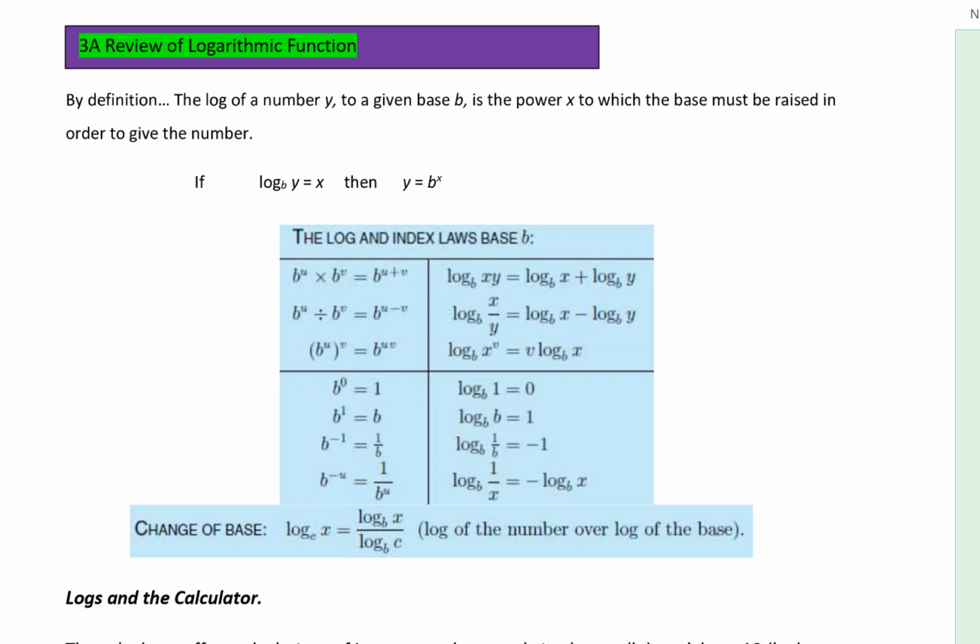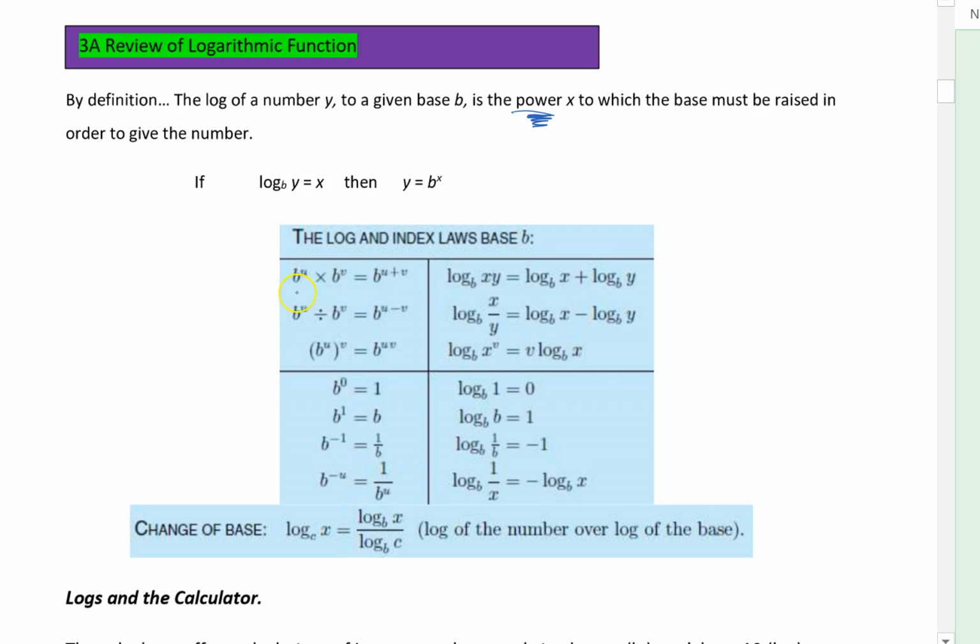Exercise 3A is just a review of the log rules. This is quite a nice little table because they actually show you the index rules and the similar log rule. Now, you might be wondering why they're showing you the index rules. Well, if we think about the definition of a log, the log of a number to a given base is the power, or the index. So, of course, rules concerning logs would be similar to rules about powers.